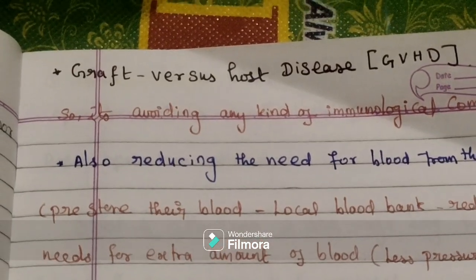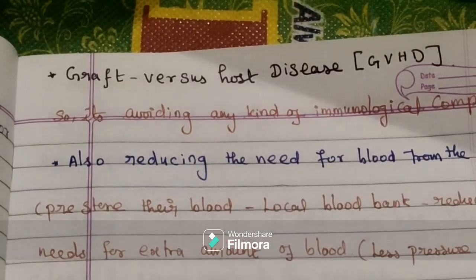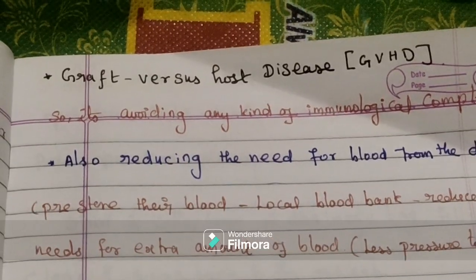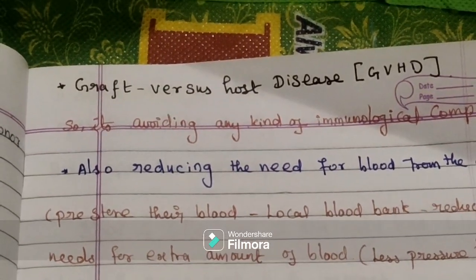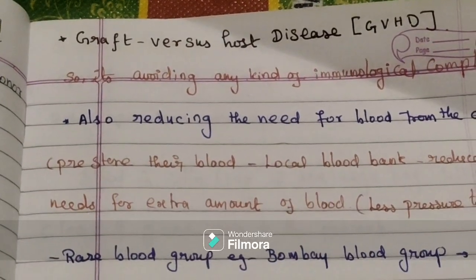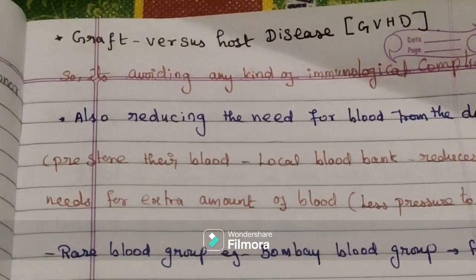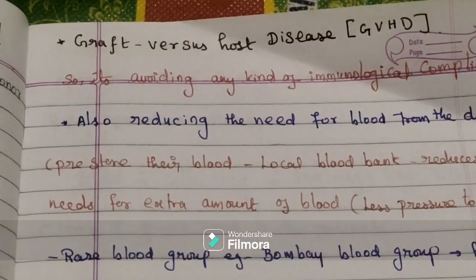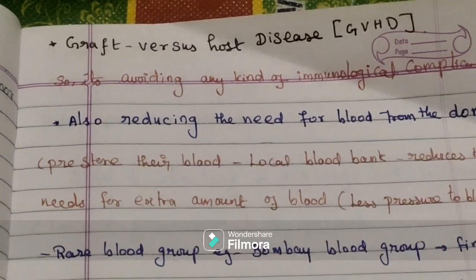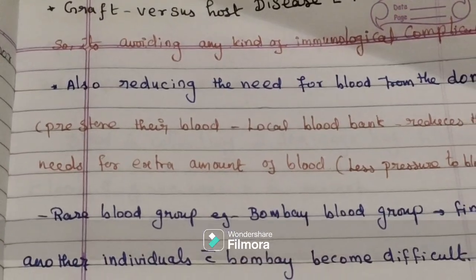Third important thing here, this will reduce the need for blood from the donor. There is no donor searching problem. If a considerable number of individuals freely store their blood in their local blood bank, then it reduces the need for extra amounts of blood. It avoids the need for any extra blood. That point is very important, it reduces the need for donor blood, and creates less pressure on the blood bank.